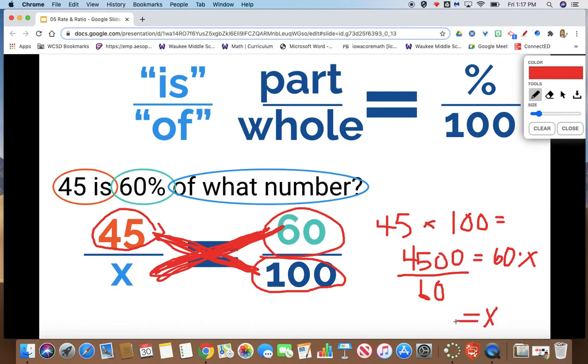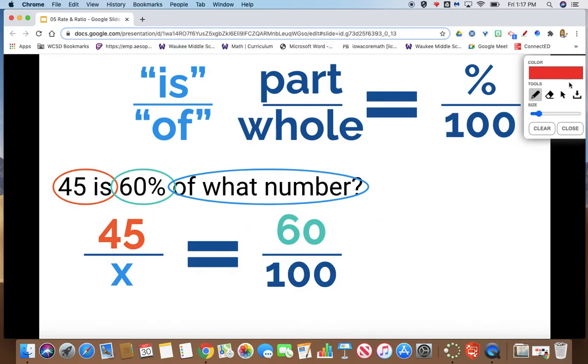So I'm going to grab my calculator here, type in 4,500 divided by 60, and I find out that our unknown is 75. That means our whole is 75. 45 is 60% of 75. That makes sense. I know 60% is a little over half, and 45 would be a little bit over half of 75. Let's try some more to keep practicing this process.